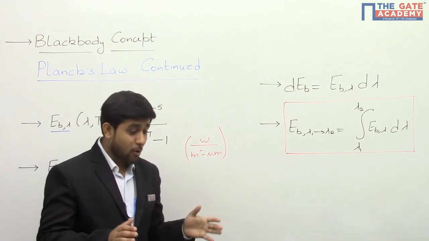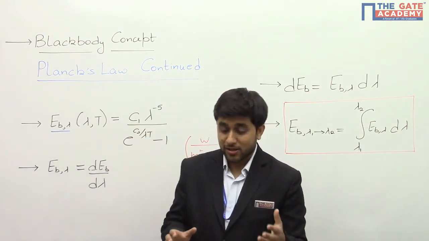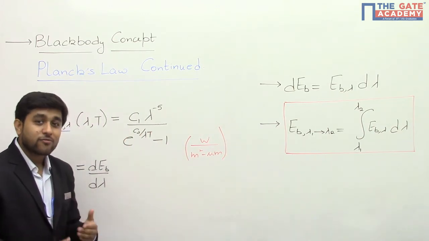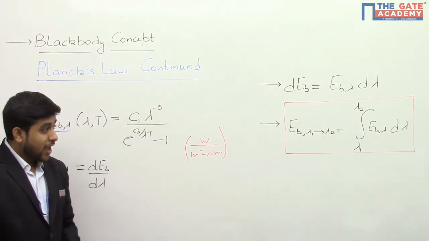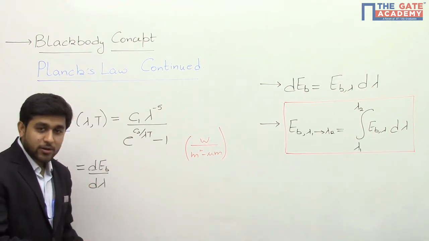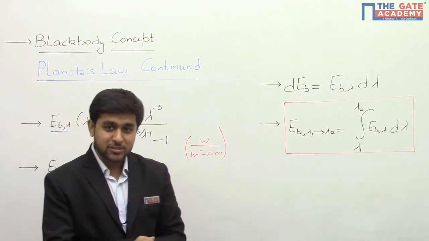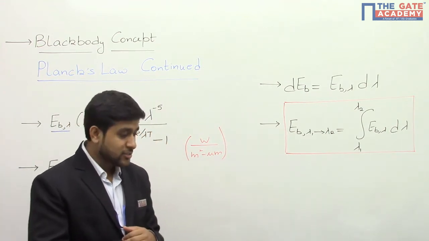So this is a very important law. It was given by Max Planck, a German physicist, who gave Planck's quantum theory and later on won the Nobel Prize also for it. And this law has some very important, useful characteristics. So let us discuss those characteristics one by one.